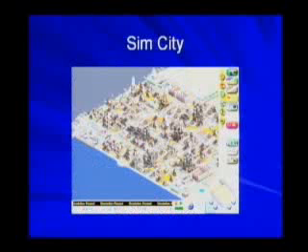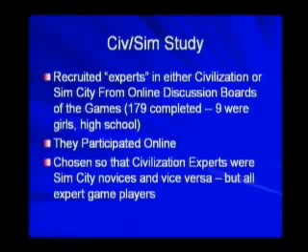SimCity is somewhat similar, a little bit older game, where you design a city in a certain way, it has certain things laid out in certain ways, certain zoning policies, certain tax policies, and so forth, and see how your city grows. Okay. So again, in studying one of these things, one of the problems is it takes a long time to become an expert.